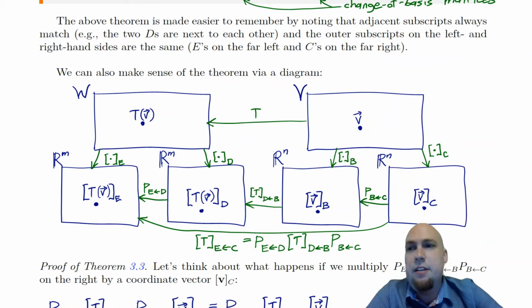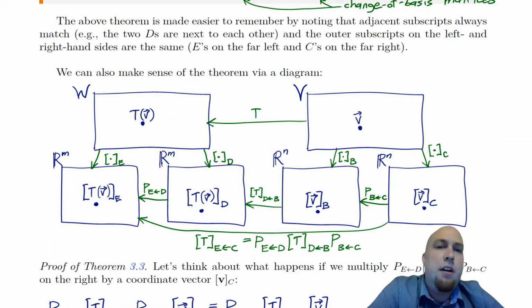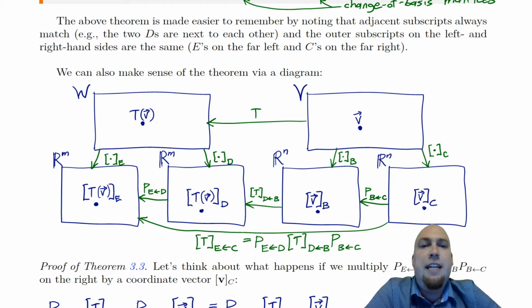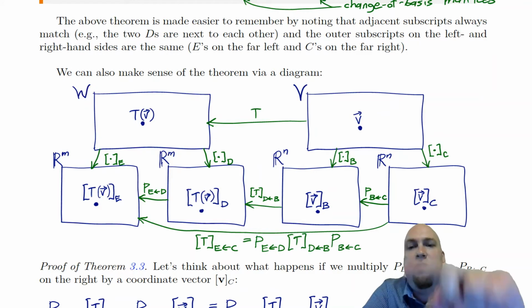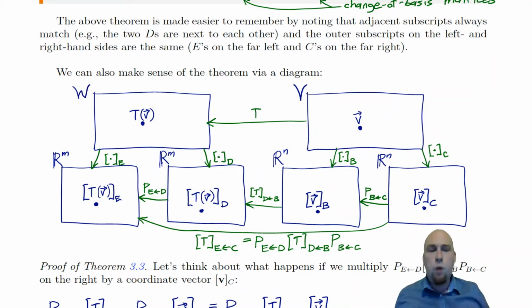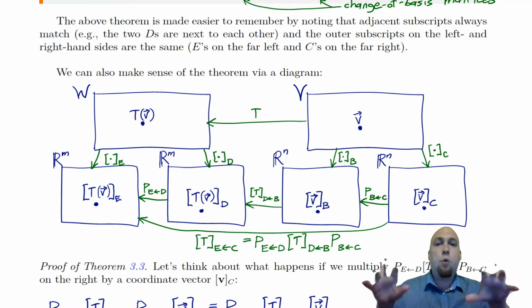Okay, so here's how it works. If you start off in some vector space V and you have a linear transformation that maps that vector space into another vector space W, there are all sorts of ways that we can represent these input and output vector spaces via coordinate vectors.